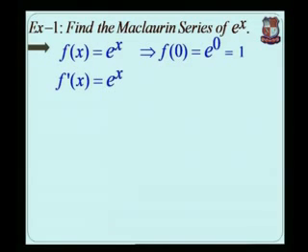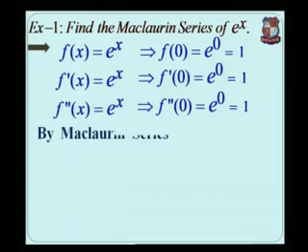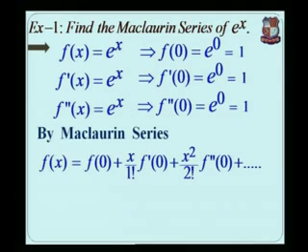Now we find the derivative of e raised to x. The derivative of e raised to x is e raised to x, and the value at the point 0, e raised to 0, is equal to 1. We find the double derivative, that is again e raised to x. So f double dash 0 is equal to e raised to 0, which is equal to 1. By the Maclaurin series, we have the formula f(x) is equal to f(0) plus x upon 1 factorial f dash 0 plus x square by 2 factorial f double dash 0, and so on. Now the value of f(x) is e raised to x, the value of f(0) is 1, f dash 0 is 1, and f double dash 0 is 1.